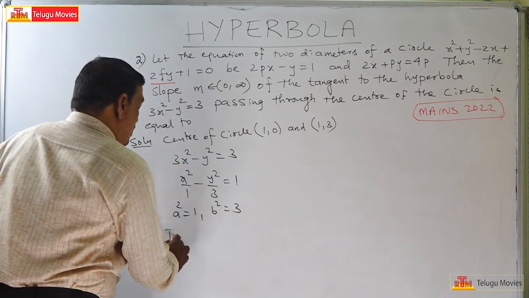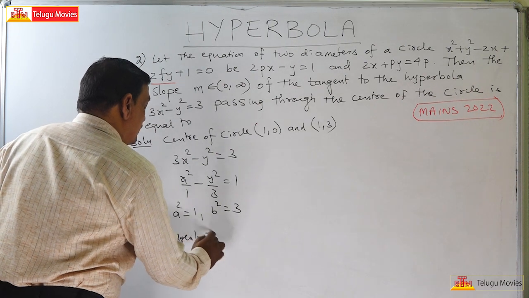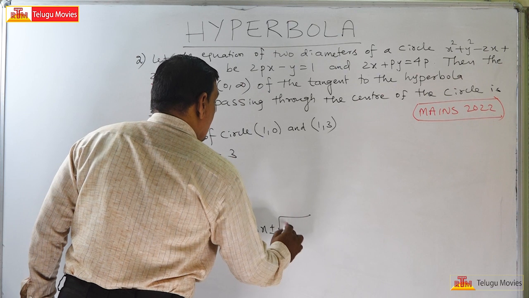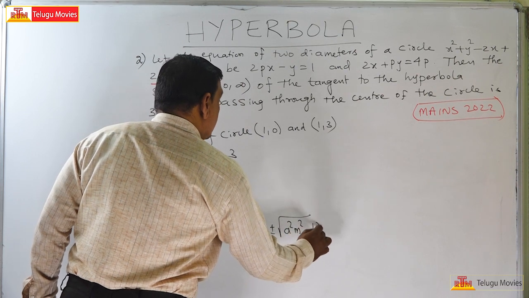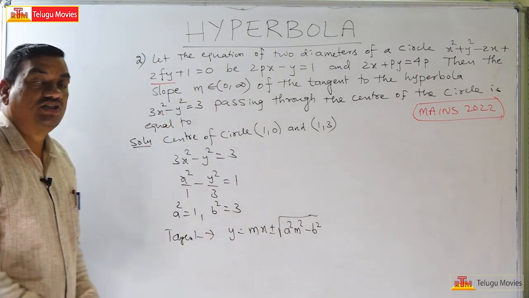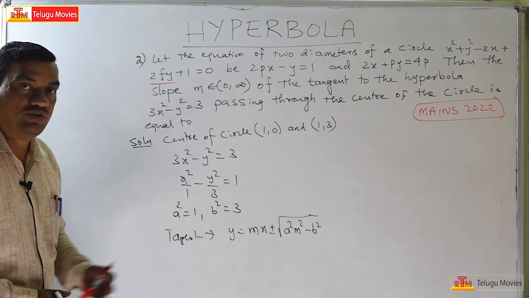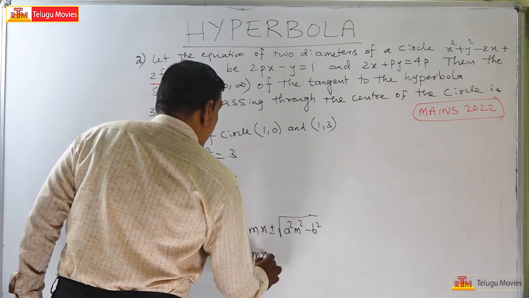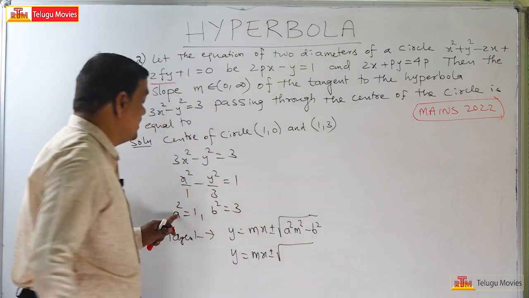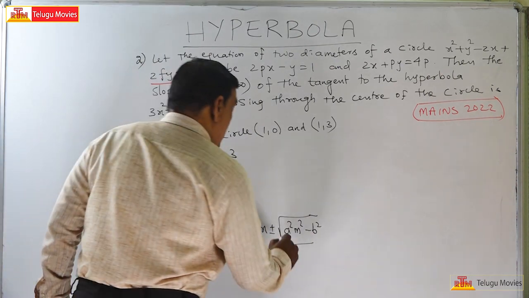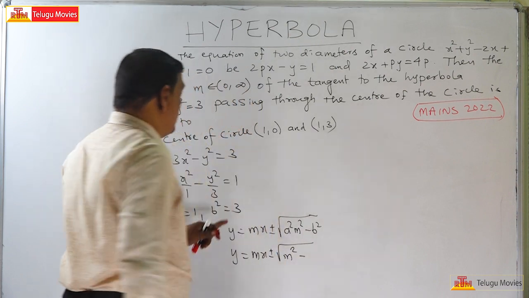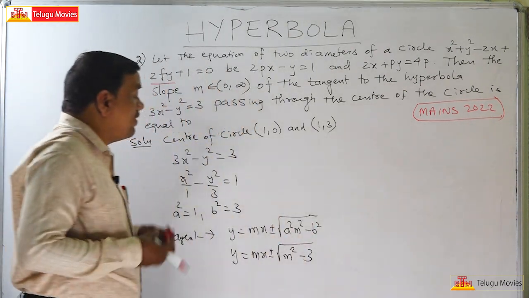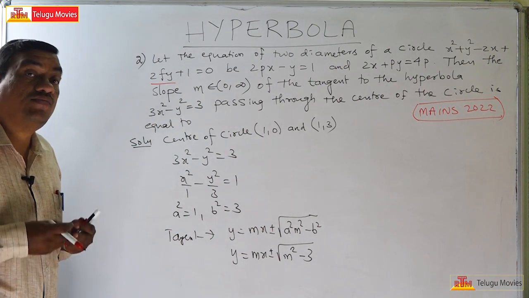Let the equation of the tangent be, we know that y is equal to mx plus or minus root of a square m square minus b square, where c square is equal to a square m square minus b square. The condition is there. So, y is equal to mx plus or minus root of, a square value is 1, m square minus b square. B square value is 3. So, our aim is to find the value of m.